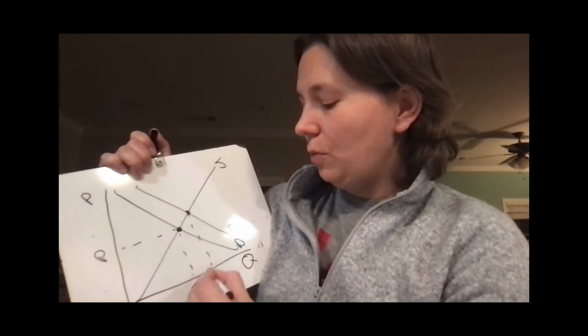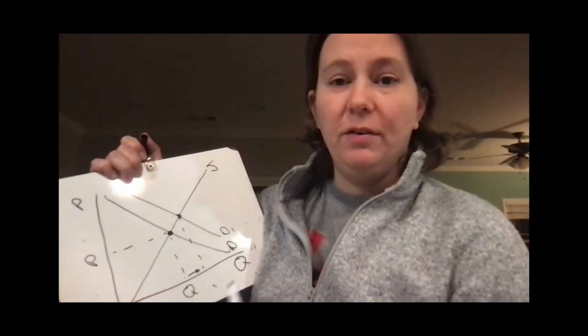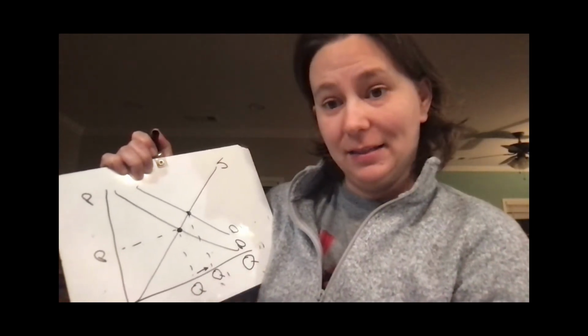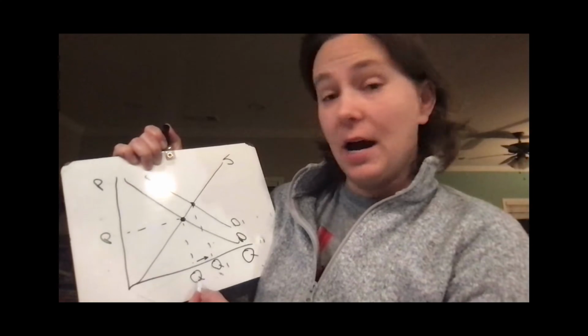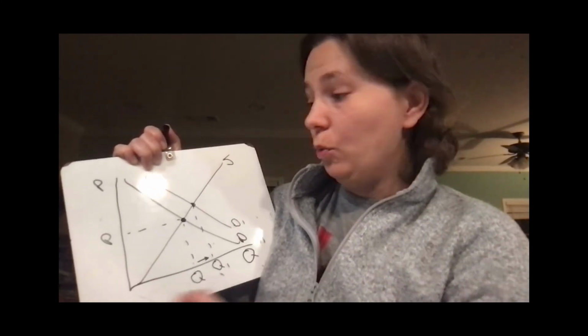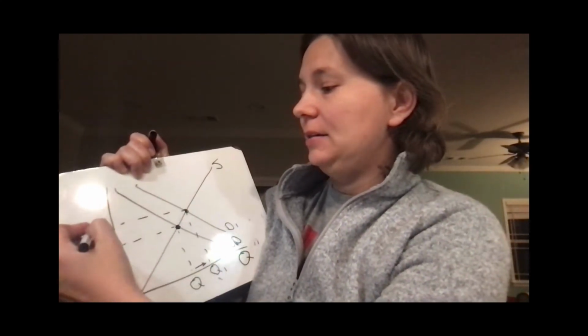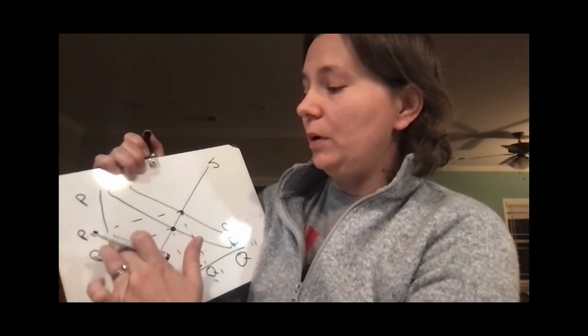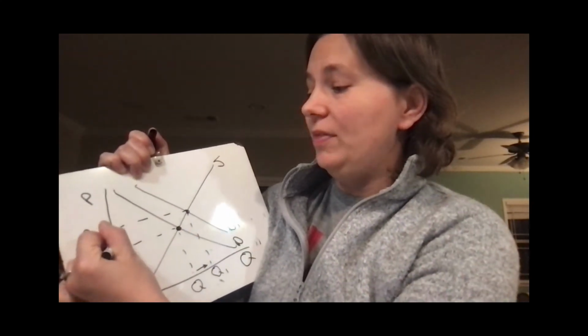I need to show what happened to my quantity. So you get a point for showing an increase in quantity. You can only do that if you show it against the axis. So here I put Q and Q1, and then my price, I would get a point for showing an increase in price. You could do it with P and P1 or with the arrow.